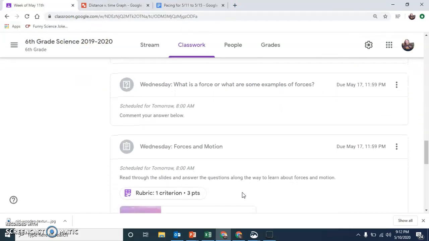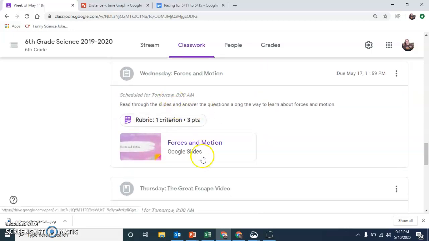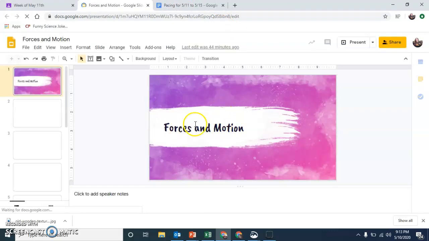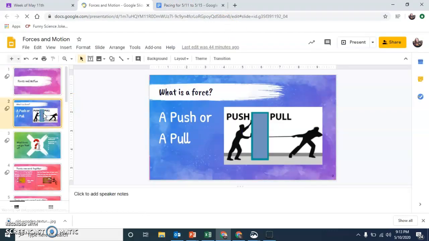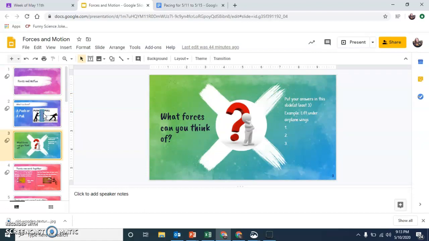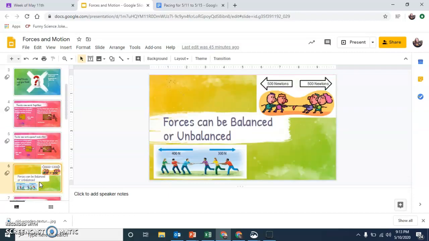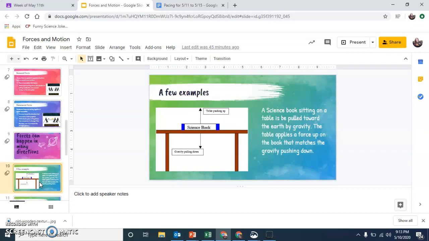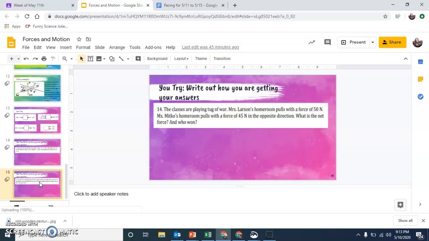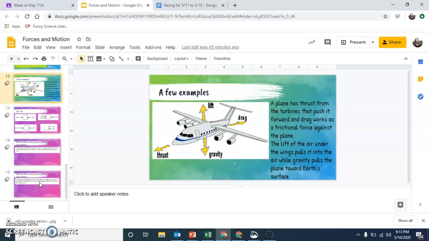On Wednesday, you're going to be learning all about forces. So you're going to write what is a force, or what are some examples of forces that you know about. There is a Google Slides that you're going to be working through to learn about forces. So for example, here's the front slide. There are going to be some questions along the way that you're going to answer. For example, you're going to write what forces you can think of. You're going to try to answer the questions on the you try sides. And there are a few questions down here at the bottom that I'd like you to try your best to answer.